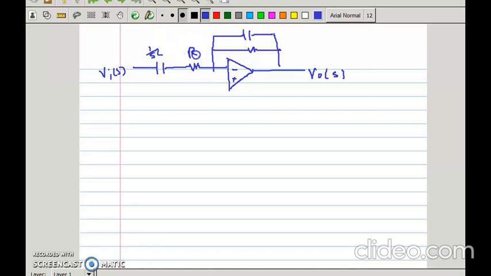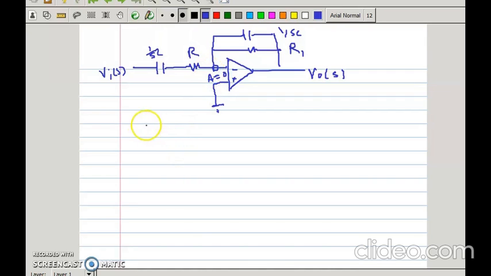This is R. This is 1 upon SC. This is R1. Okay. For that, what to do? See, again we are considering that, as we know, the op-amp has two terminals, and this is your node A. The voltage at node A is 0.